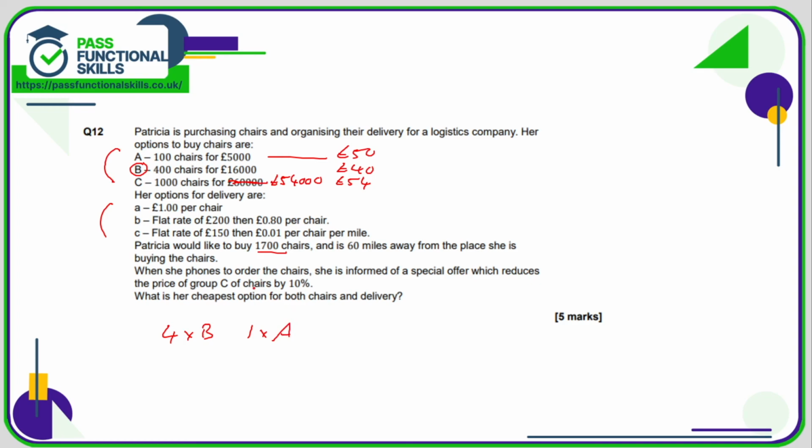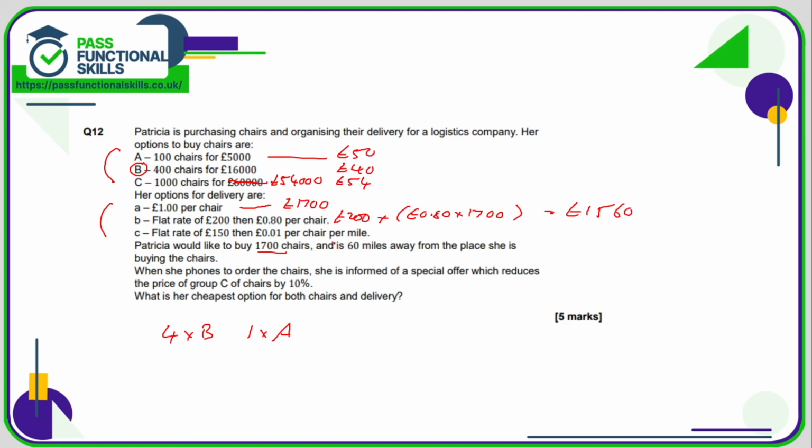As far as the delivery is concerned, on A, if it's £1 per chair, then that's going to cost her £1,700. B is going to cost her £200 plus 80 pence per chair, which is 80 pence times 1700. And 1700 times by 80 plus 200 on top, that comes to 1,560.